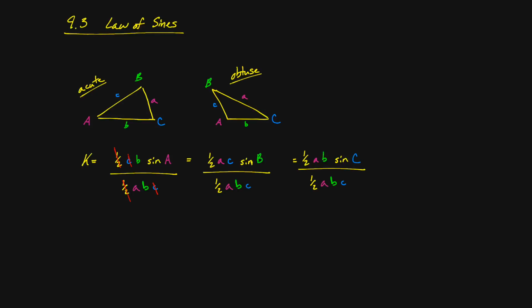Your C's will cancel out. Your B's will cancel out. And you're left with sine of A over A. And I'll rewrite that, but let's keep going. 1/2 will cancel out, A's will cancel out, C's will cancel out, and you're left with sine of B over B. And so on and so forth. And now you get these new expressions, and this might take me a second to write them all out.